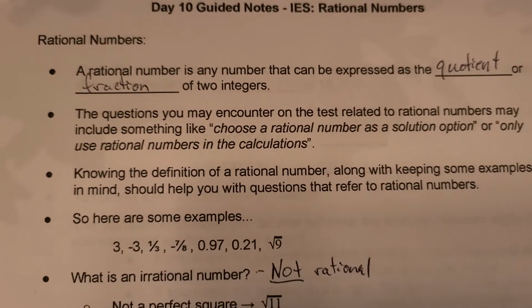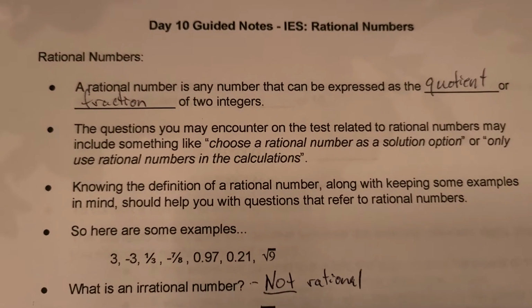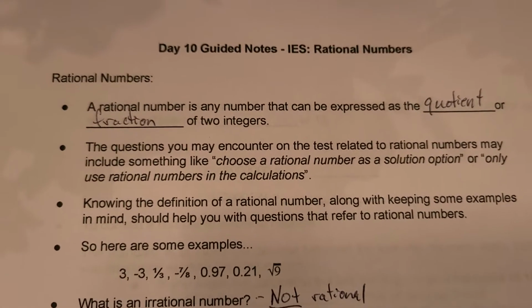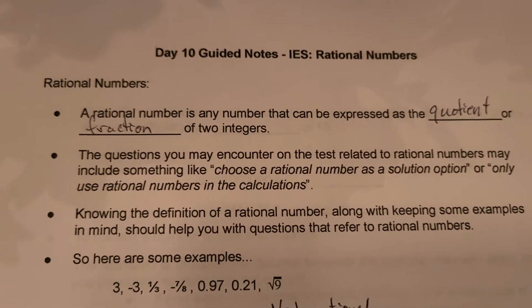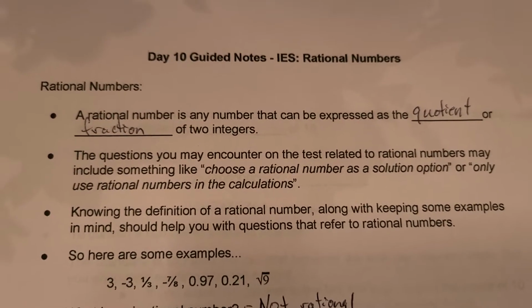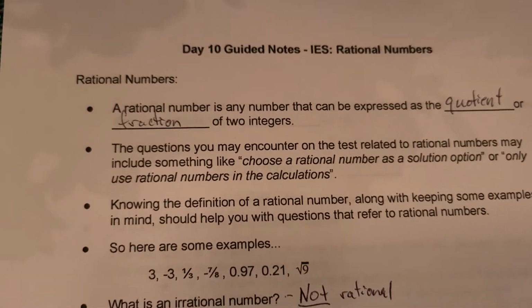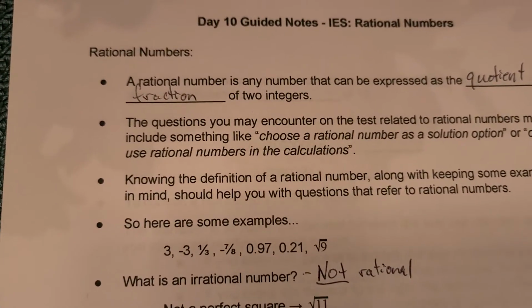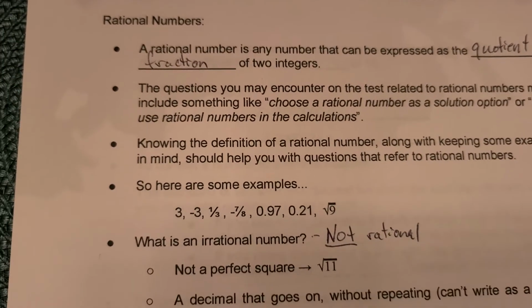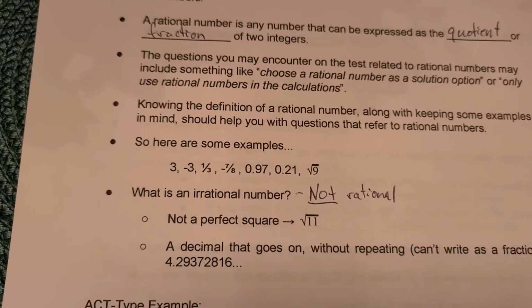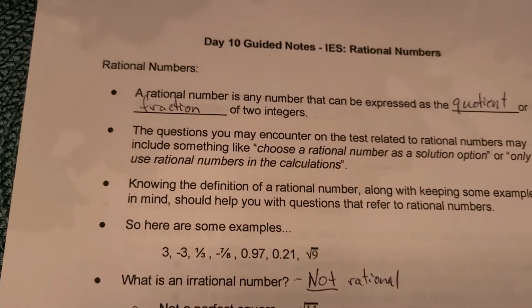All right. So the questions you may encounter on the test related to rational numbers include something like choosing a rational number as a solution option or using rational numbers in calculations. Whenever you're using rational numbers in calculations, you're not going to be using things like pi. Pi is not a rational number.